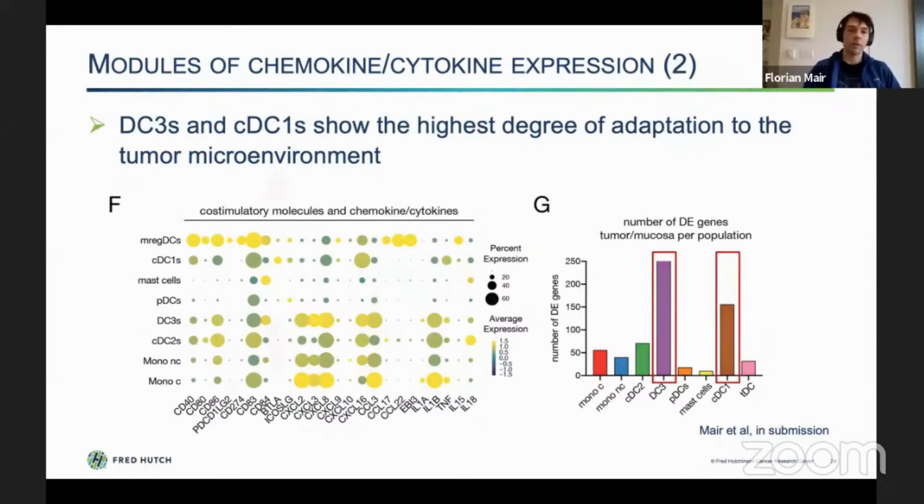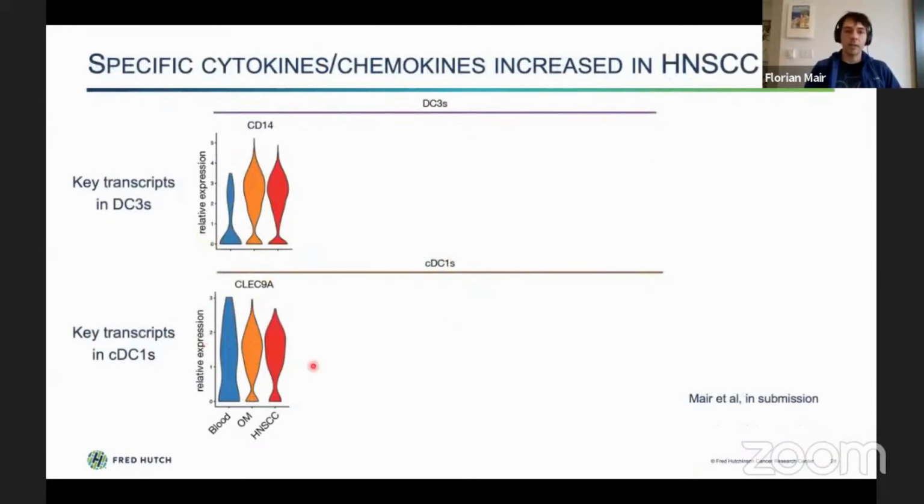And this is highlighted here in these violin plots where the upper panel would basically show you the DC3 population and the lower panel would show you the CDC1 population. And this is just a key transcript to confirm that we are really looking at the same cells across the three different tissue sources. Here's CD14 for the DC3s and CLEC9A, which is a defining transcript for CDC1s, which is of course found across all three sources.